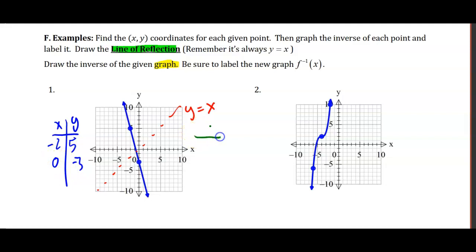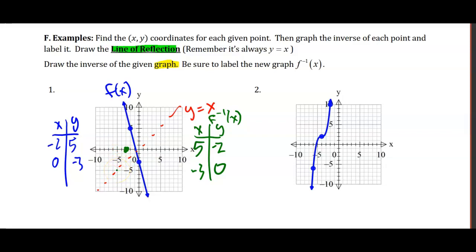For my inverse, so this is f of x, okay? My inverse being f inverse of x, for xy, I switch my points. So (-2, 5) becomes (5, -2). (0, -3) becomes (-3, 0). Let's see, so (-3, 0). Instead of being on the y-axis, it's now on the x-axis. (5, 2). The original graph was straight, so this graph is also straight.